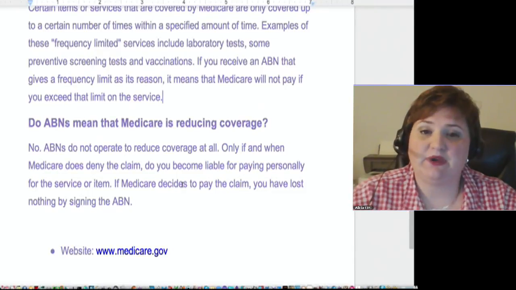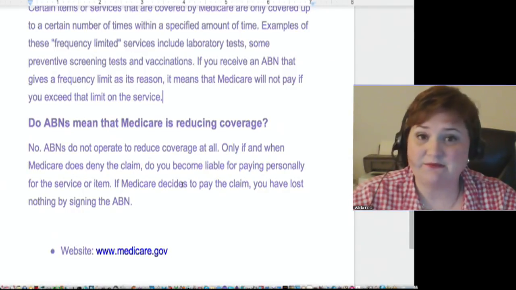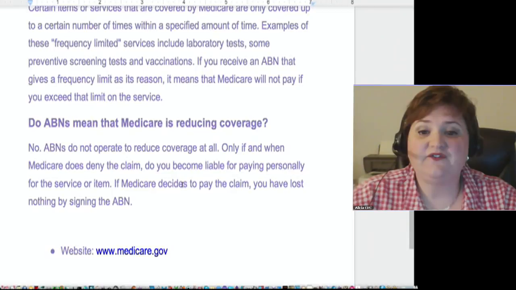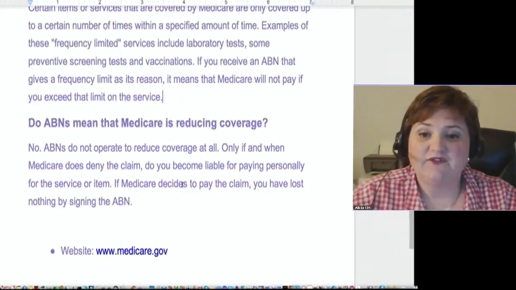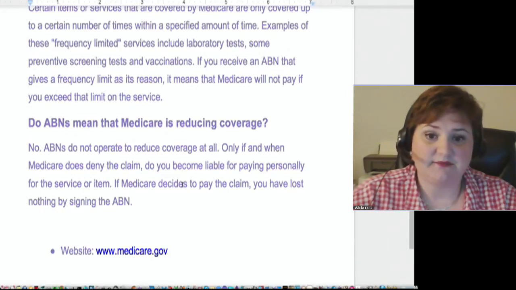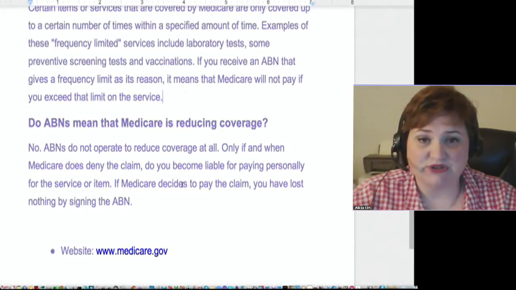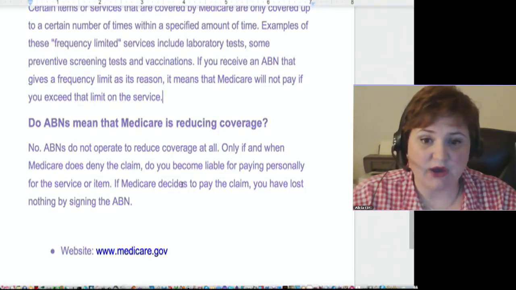Now, this came up as a question that I've heard before. Do ABNs mean that Medicare is reducing coverage? It does not mean that they are reducing their coverage. It's only if and when Medicare does deny a claim that you become liable for paying for the service or the item personally. If Medicare decides to pay the claim, you've lost nothing by signing the ABN. And that's important to know and let your patients know.